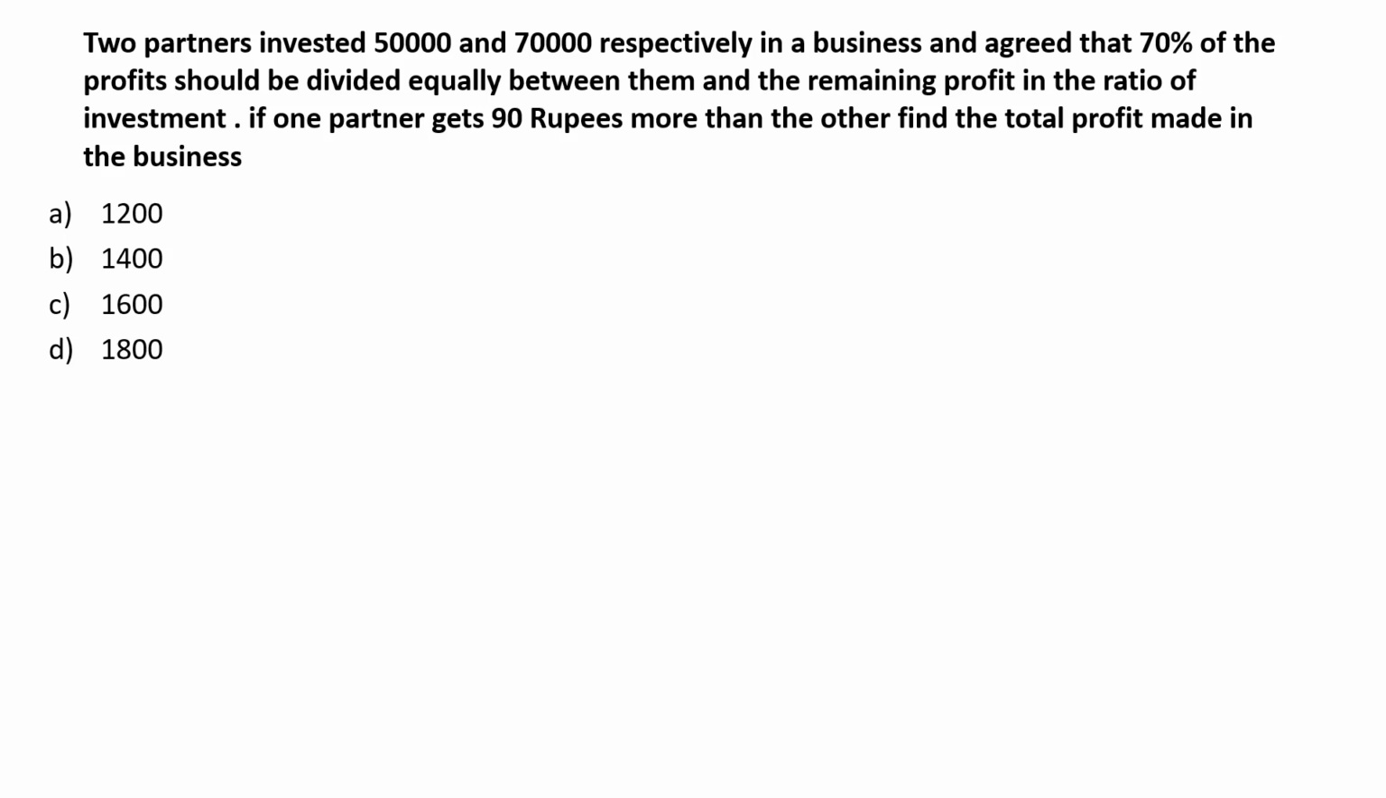Okay. There are two partners. They invested the capitals as 50,000 and 70,000. So just take their investment as 5 rupees and 7 rupees, just to take those 4 zeros out of the equation.